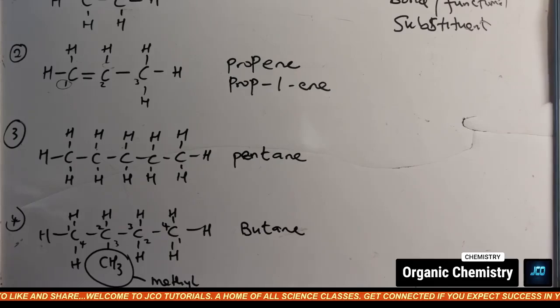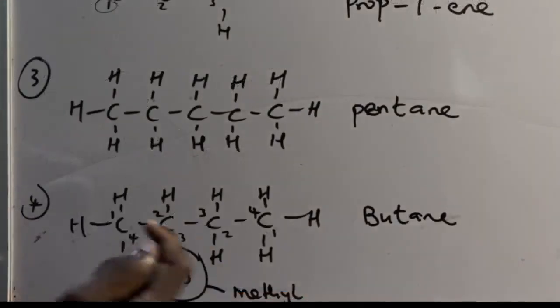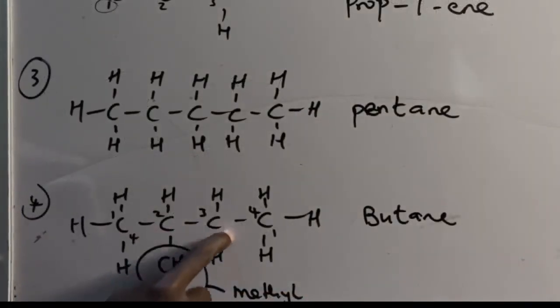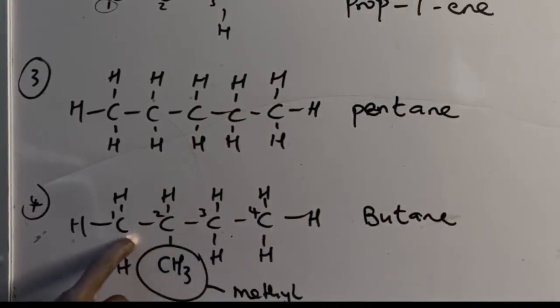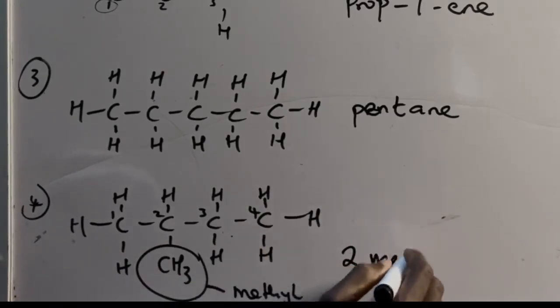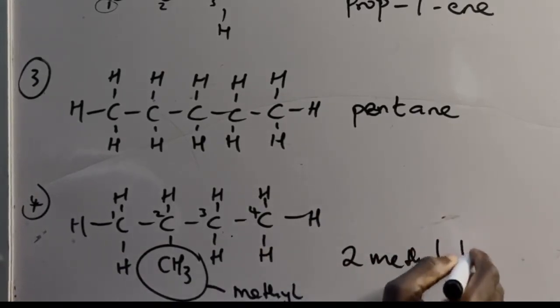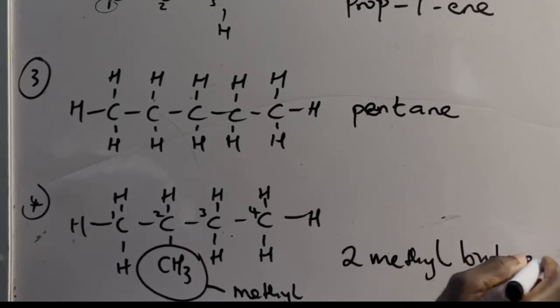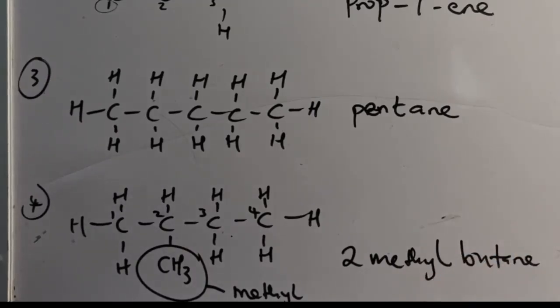So which of them are you going to take? Take the least. So I'm not going to use this. I'm going to use this numbering. So there's going to be 2-methyl. So my name now becomes 2-methylbutane. I think you're seeing how simple it is. So I'm going to give you a next question. You give it a try.